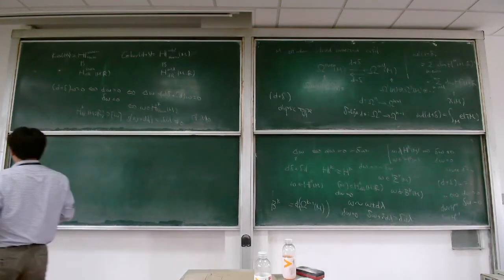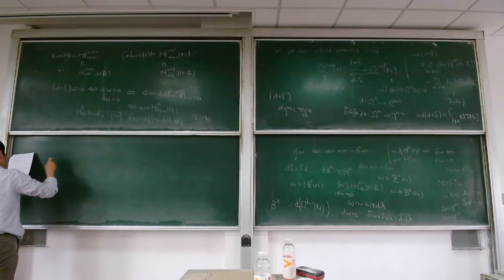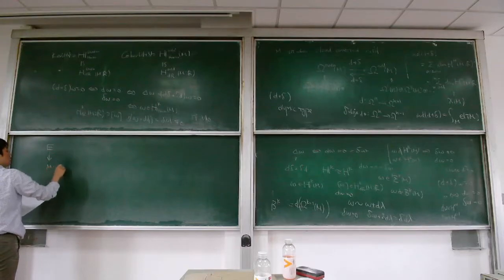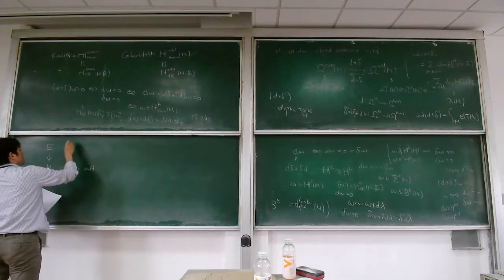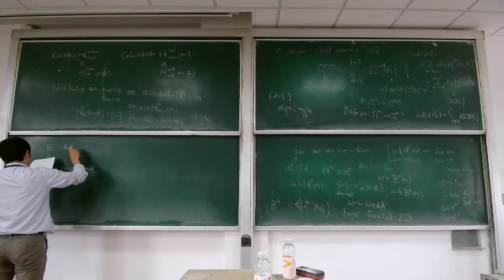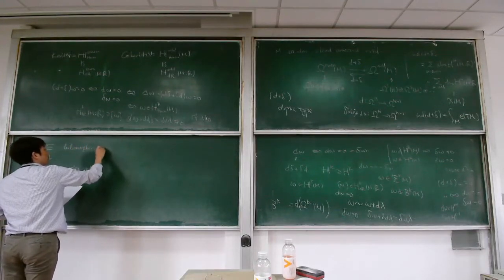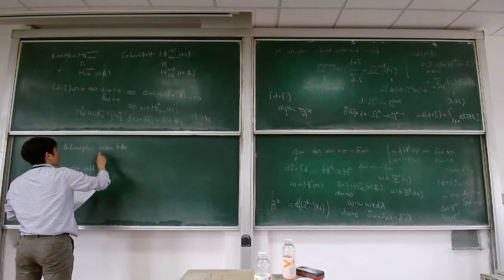So let's move on to the complex world. In the complex world, you can have the holomorphic differential operator, another holomorphic differential operator. It's a complex manifold, and this is a holomorphic vector bundle. Holomorphic means complex.